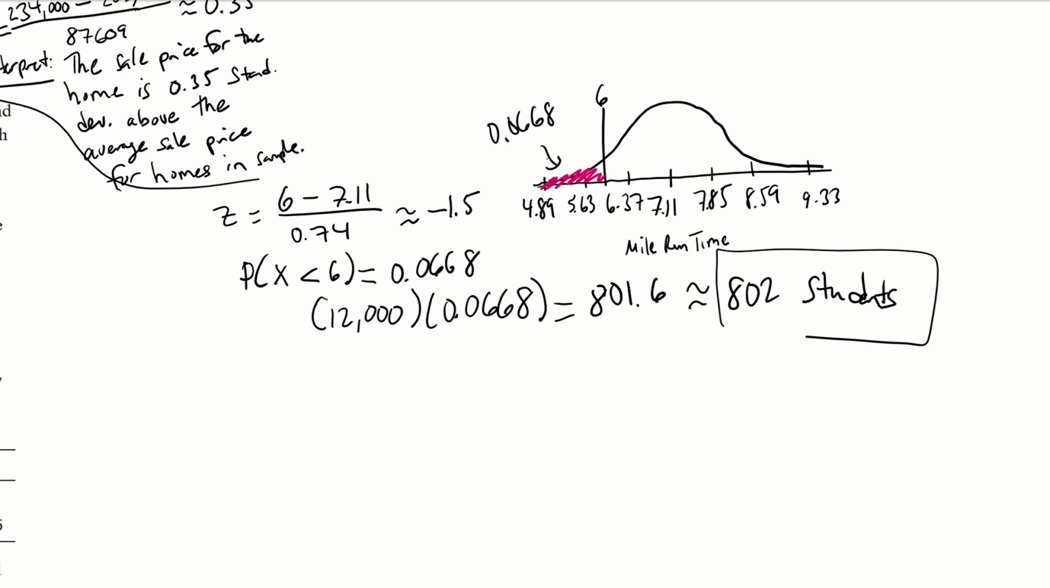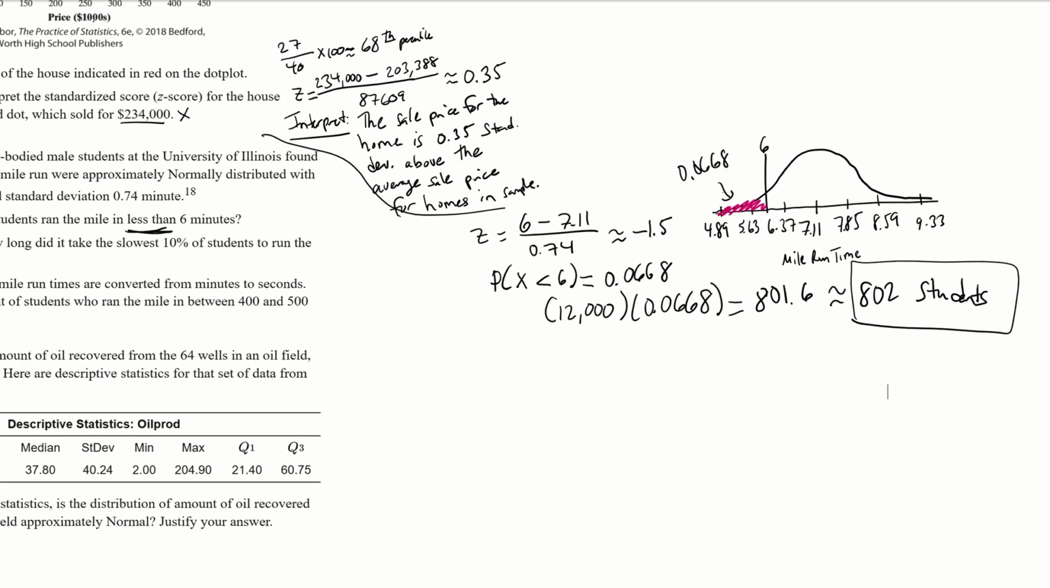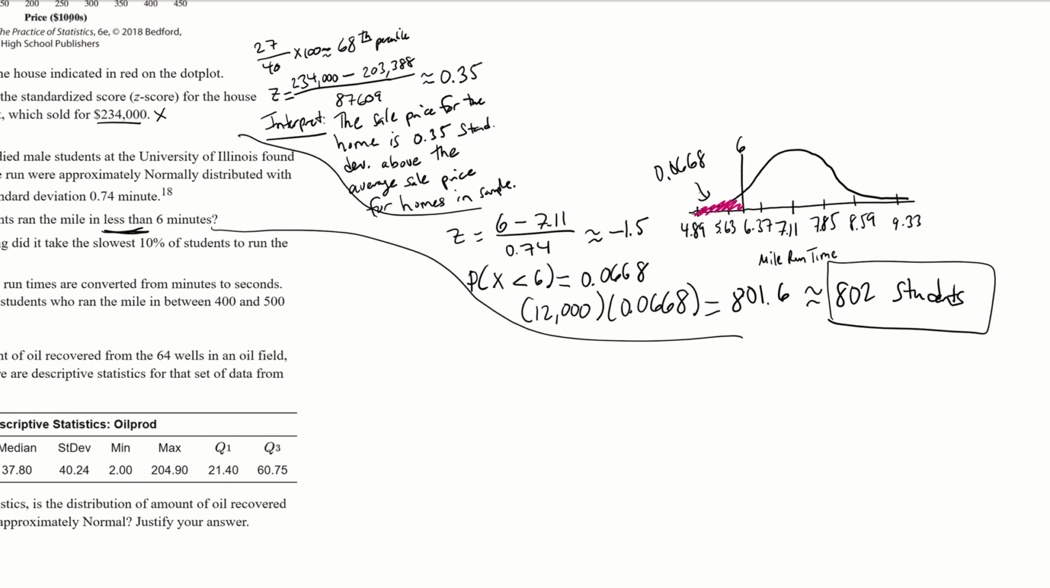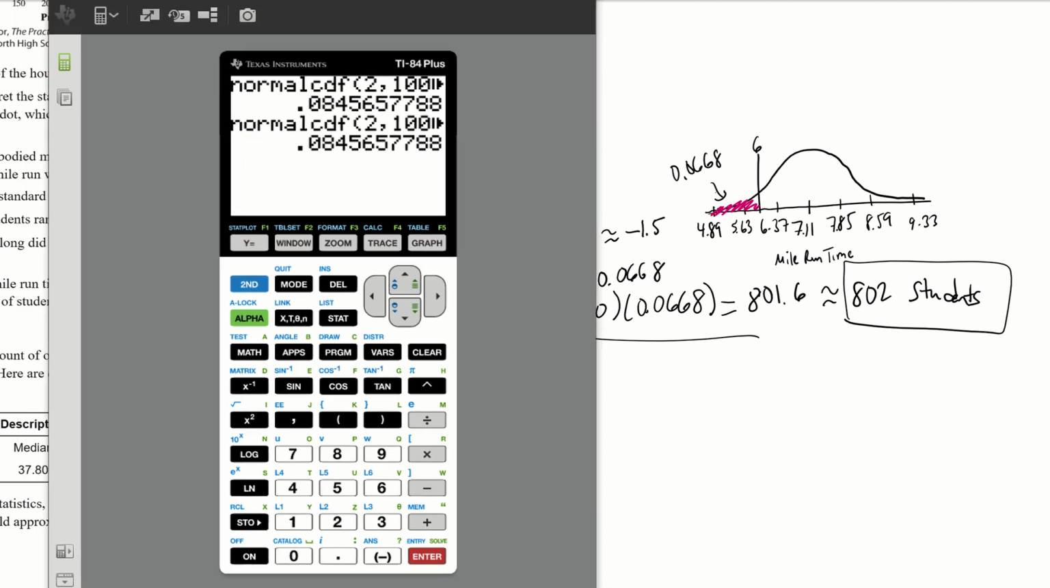All right, so there's your answer. So about 802 students ran the mile in less than 6 minutes. All right, so that takes care of part A. Let's show you how to do that on the calculator as well, if you want to use technology. So let's go ahead and show you here.